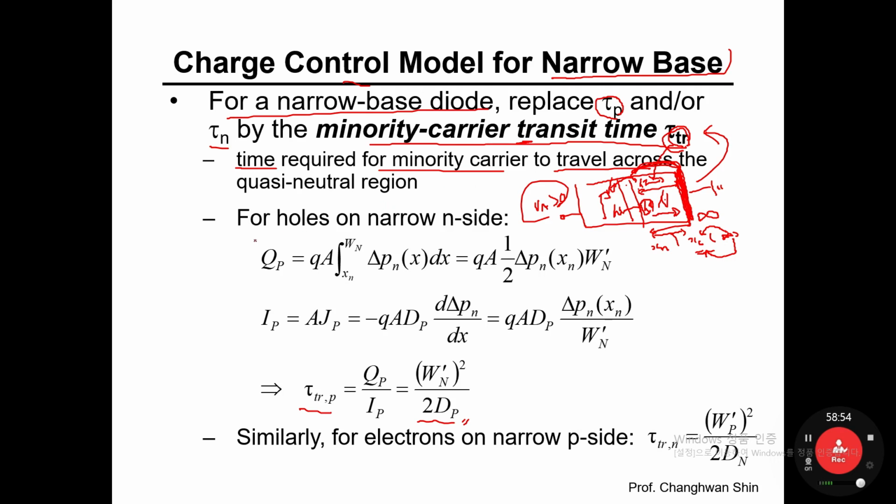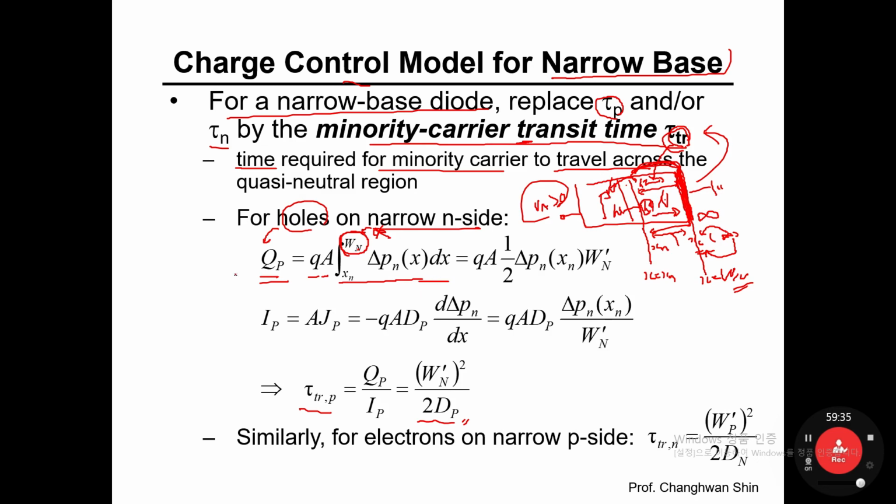So let's calculate it. On a narrow n-side, holes have been injected. Then how many holes are stored in the n-side quasi-neutral region? Previously, we developed the equation for that, Q sub p, where you sum up all the excess hole concentration. But notice that instead of infinity, I have used Wn. Wn means the edge, and it indicates the width of the n-side material.